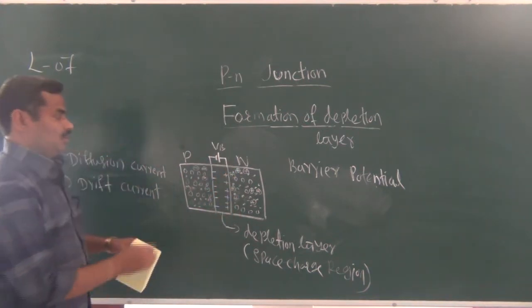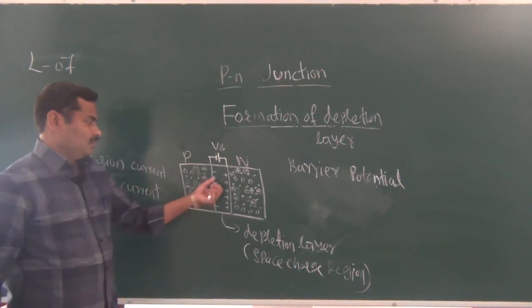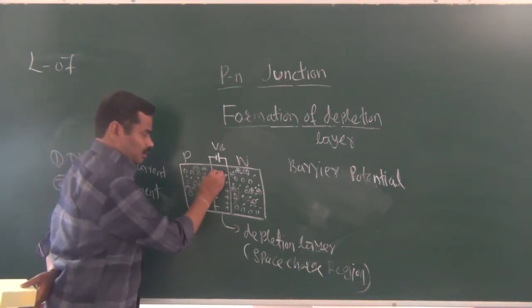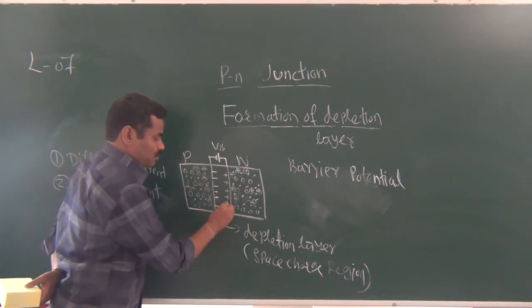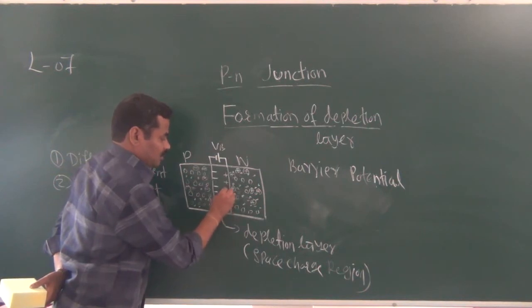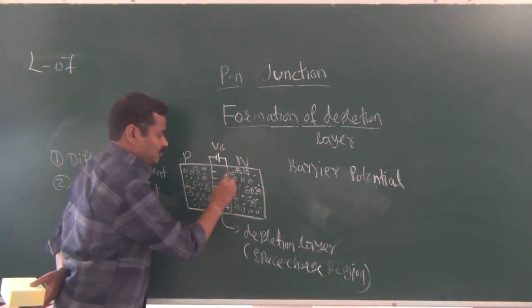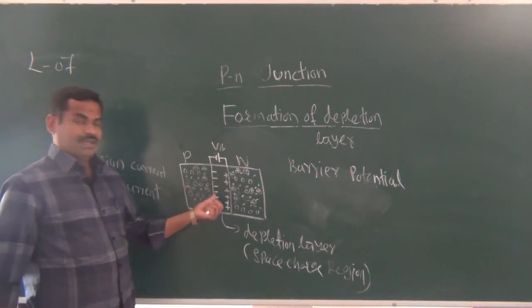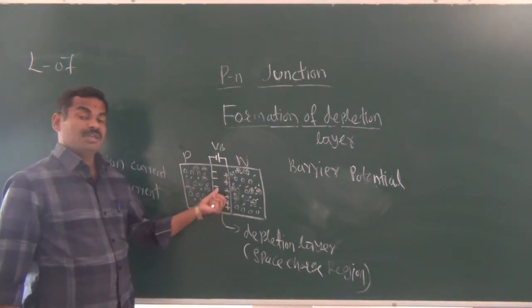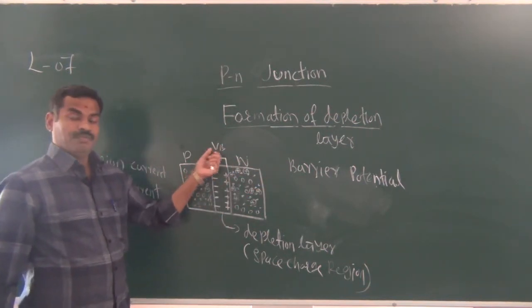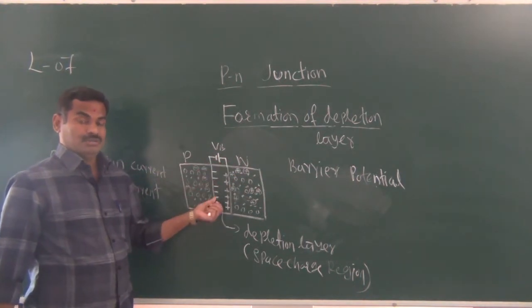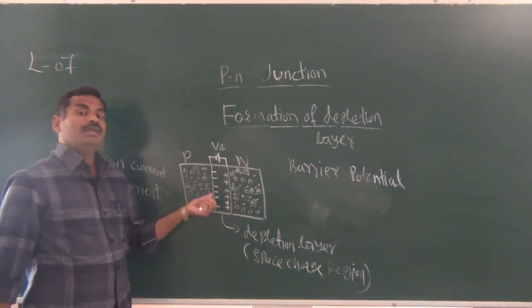It means what I said here: these negative ions and positive ions will create some electric field. They will create some potential difference. That potential difference, that electric field, is nothing but your barrier potential, which we can write as VB. The VB is nothing but the barrier potential.